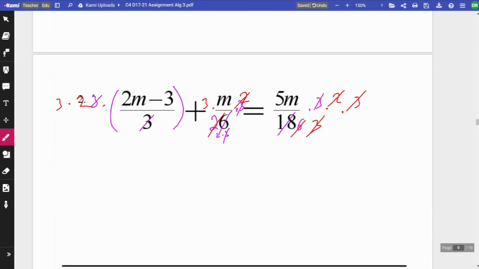And we could write all this stuff down here. So I'll do this quickly, but then I'm going to show you the faster way. 6 times 2m minus 3. I multiplied the 3 and the 2 that was up front. Plus 3m equals, all of this canceled, so just 5m.